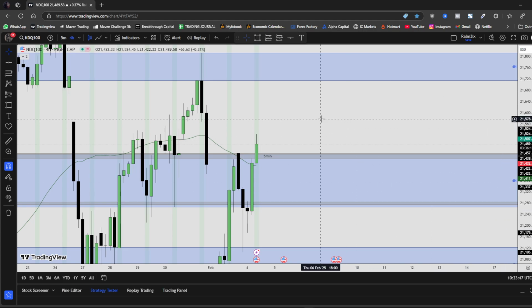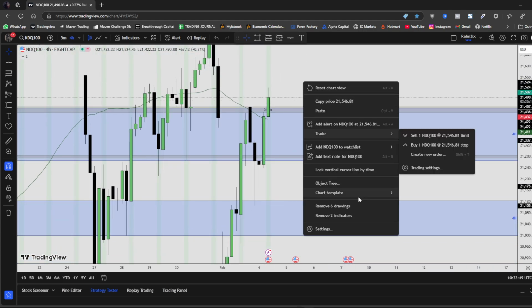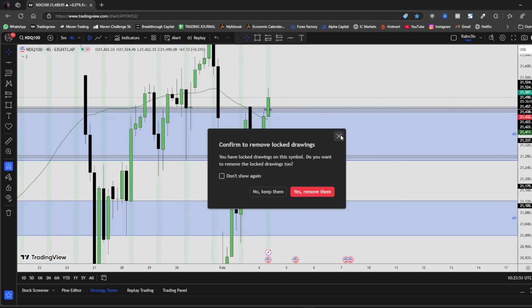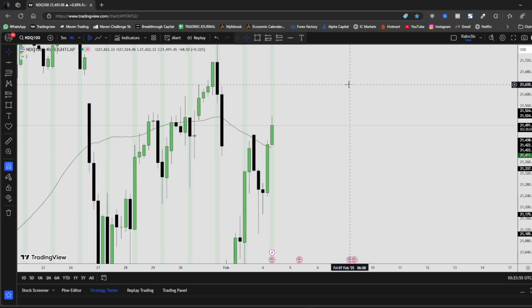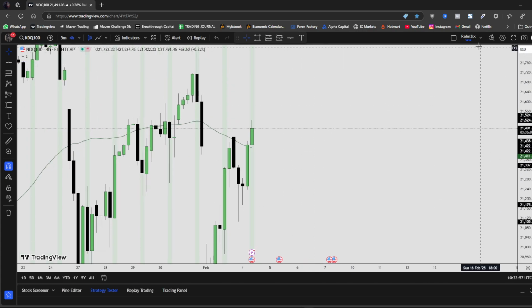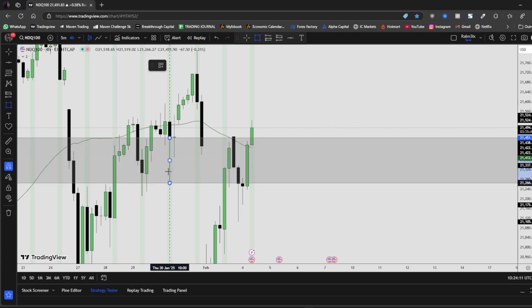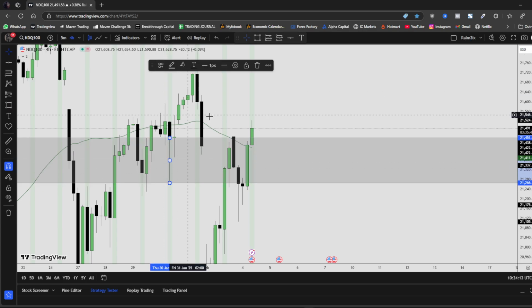It was super clean. So I will delete my zones. Let me remove them. Okay, so first of all, I mark my 4-hour zones as always. So price was here, okay, before the session. So I look to the left and I see my SNR zones on the 4-hour.